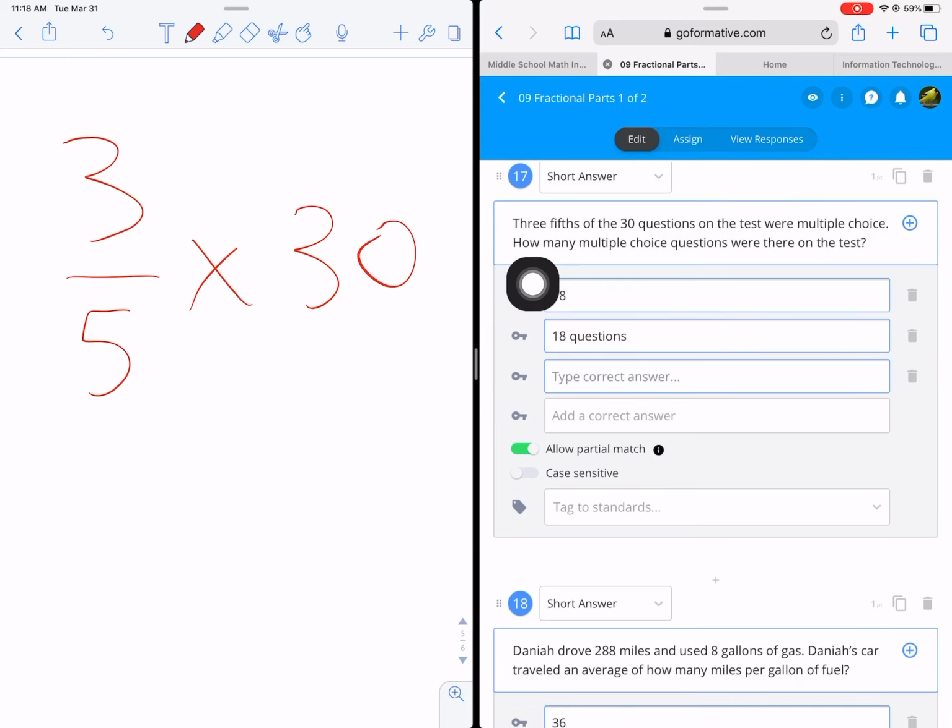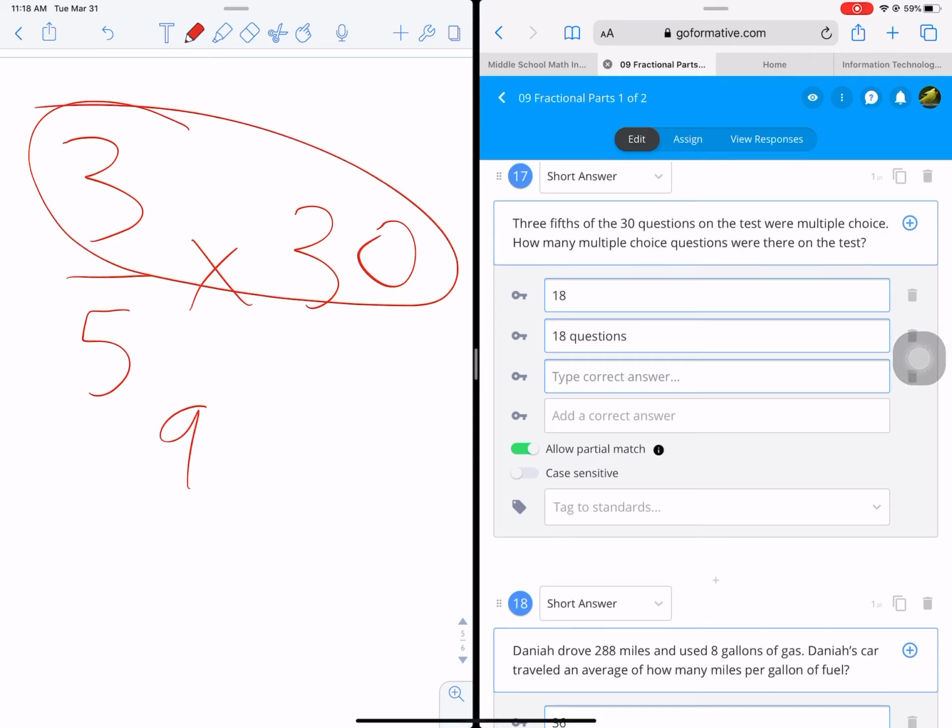To make this question harder would be to say how many multiple choice questions were not on the test. So how many questions were not multiple choice? 18 is going to be this answer because 3 times 30 is 90 and 90 divided by 5 is 18. But a good way to switch it up would be to say how many were not multiple choice. In that case, I would now subtract from 30, take away my multiple choice, and that would give me my harder answer if I was going to make that harder.